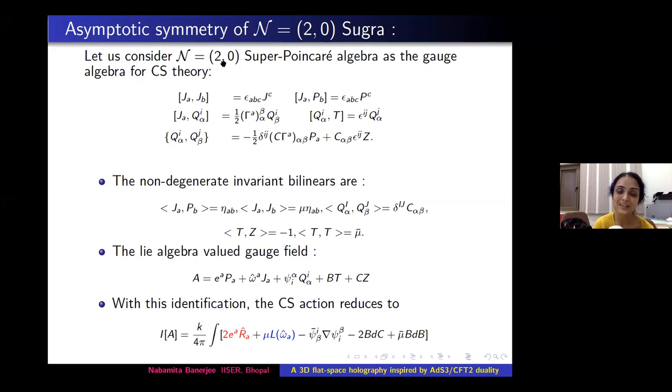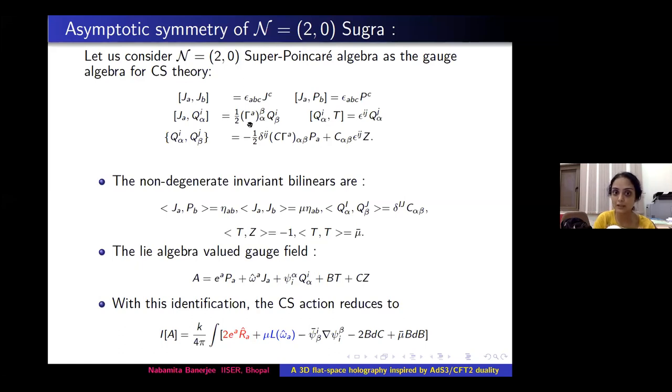I understand your question. These Qs can actually rotate among themselves. I could have also written it as 1 comma 1, and then they will not talk to each other. By 2 comma 0, I mean I have supercharges which will rotate among themselves. Okay, but how does 1,1 differ from 2,0? The difference would be that in 2,0 I will also have this T, another generator. You can think of it as the R symmetry generator that will rotate these Qs.